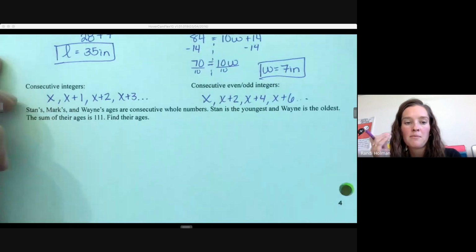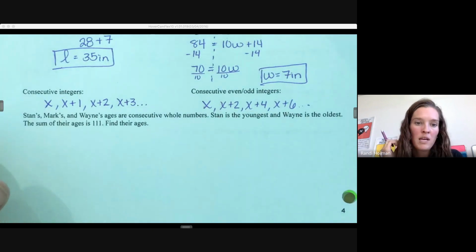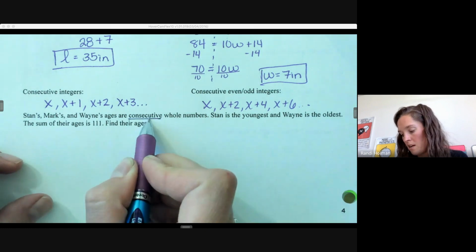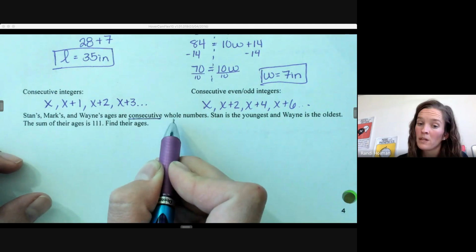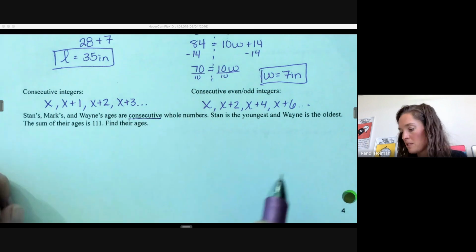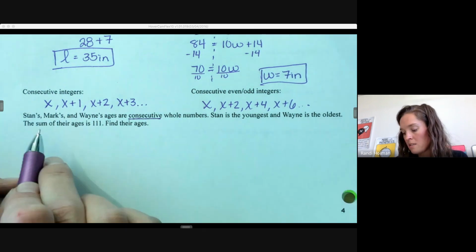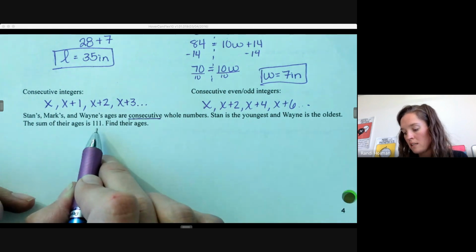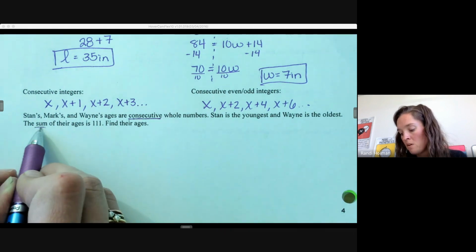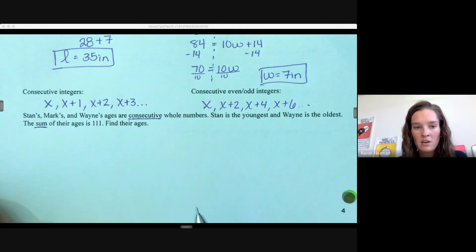Okay, so let's look at a problem with this. Stan, Mark, and Wayne's ages are consecutive whole numbers. So they're consecutive. It says whole numbers. Okay, whole numbers are integers, in the same boat. Stan is the youngest, and Wayne is the oldest. The sum of their ages is 111. So sum, we're adding their ages. We want to find their ages.